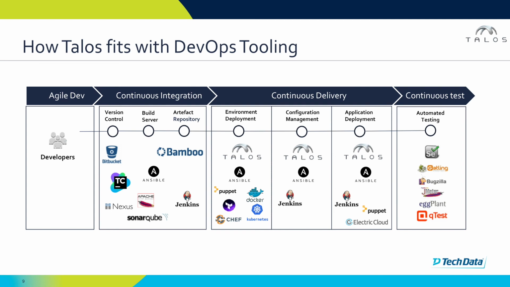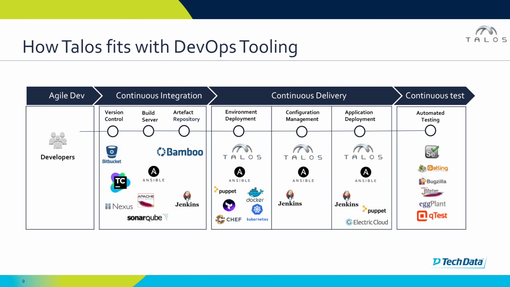So where Talos fits with other DevOps tooling is very much in this continuous delivery space. So your environment deployment, how your middleware binaries get onto the machine and how the software gets installed, your configuration management, so how is that middleware configured, and your application deployment, getting the deployment artifacts from the dev team and installing them.